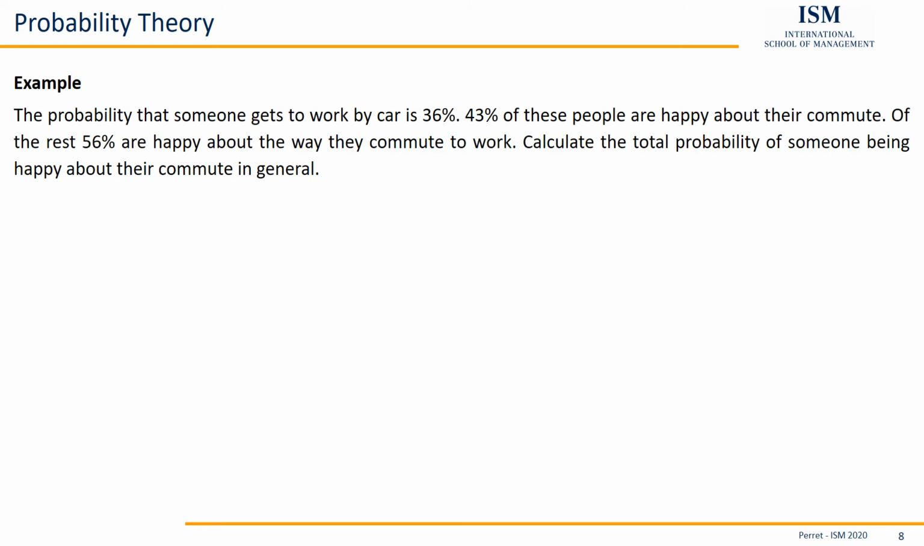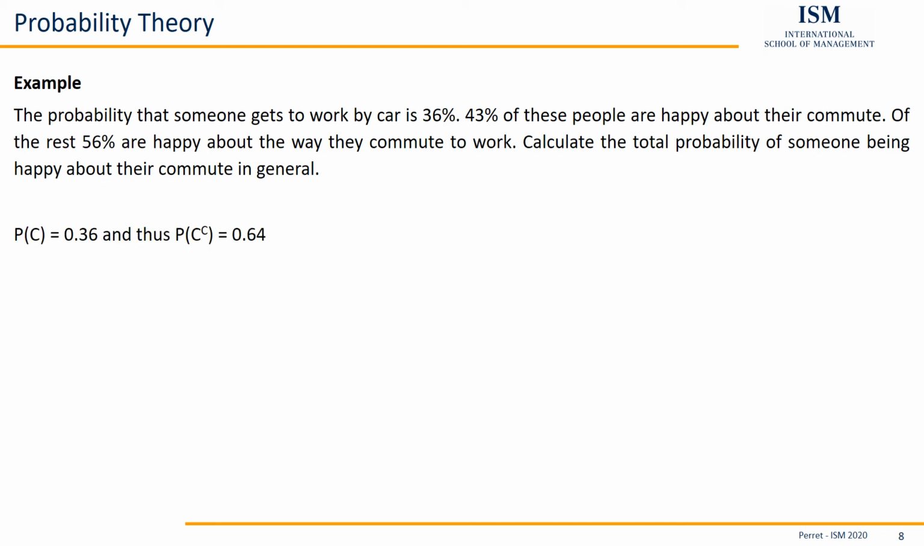So here we have the probability that someone gets to work by car is 36%. 43% of these people are happy about their commute. Of the rest, 56% are happy about the way they commute to work. Our task now: calculate the total probability of someone being happy about their commute in general. Okay, what are we going to do? As I said before, we simply start by noting the numbers we are given in the text.